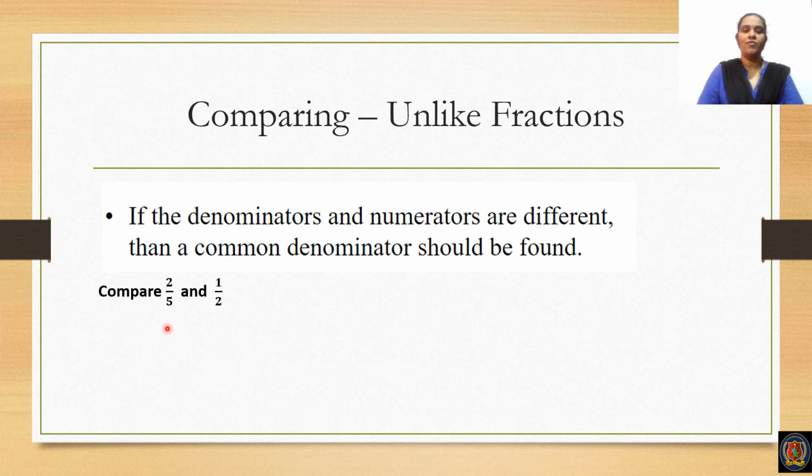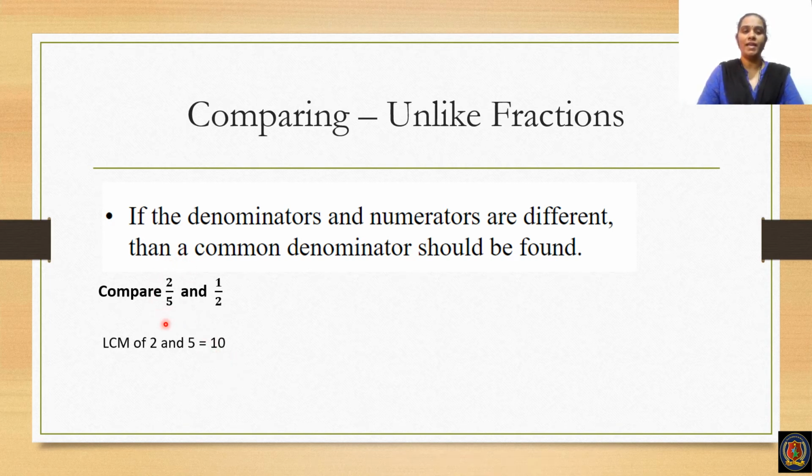Let us look at an example, 2 by 5 and 1 by 2. The numerators are different, the denominators are also different. So we have to find the common denominator. How to find the common denominator? We need to find the LCM, least common multiple, of 5 and 2. The LCM of 5 and 2 is 10.